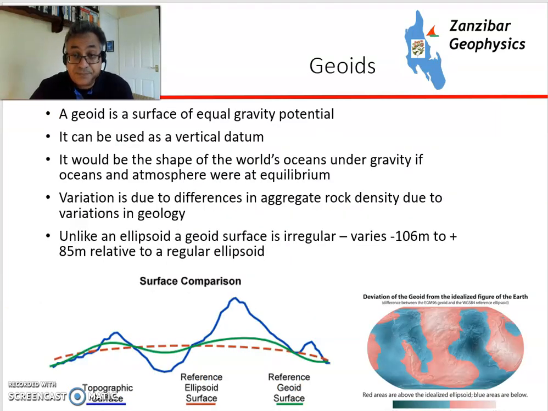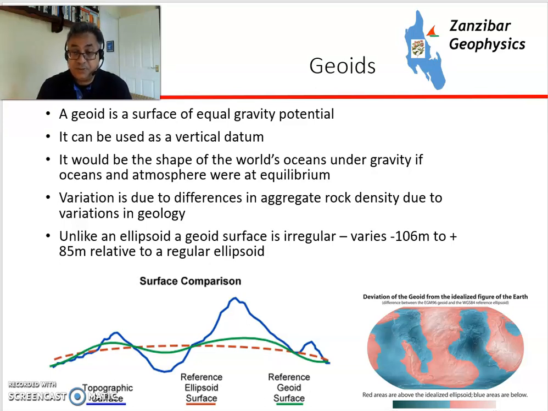And then we have the geoids. A geoid is a surface of equal gravity potential. So that's where gravity tends to line up. And it can be used as a vertical datum. If all the world's oceans were under gravity and atmosphere at equilibrium, that's kind of where it ends up. So there are variations due to differences in rock density, local geology, etc. And the surface is not regular, unlike an ellipsoid, which is effectively regular. I was going to say flat. It isn't flat. Obviously, it's curved. So the geoid can vary up to 106 meters below or 85 meters above the reference ellipsoid.